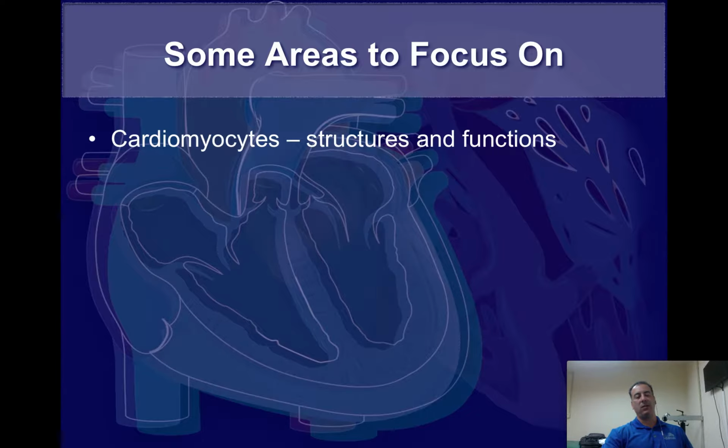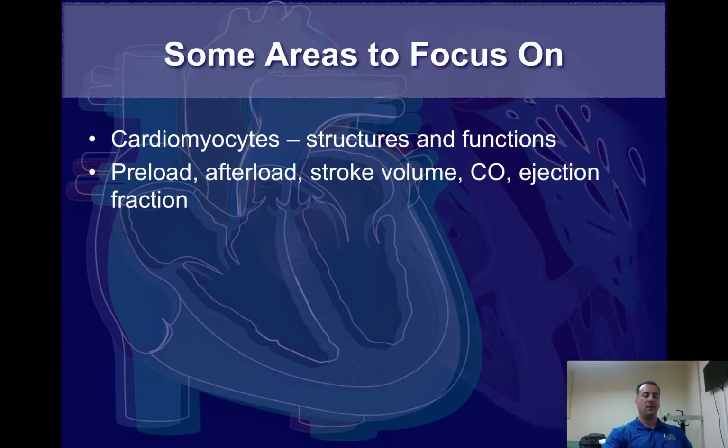Cardiomyocytes, basically your cardiac cells. Why is a cardiac cell so special? What's the structure? What does it contain that makes it so special? How does a heart not blow apart every time it contracts? That's just one of the special structures and functions of the cardiomyocytes.